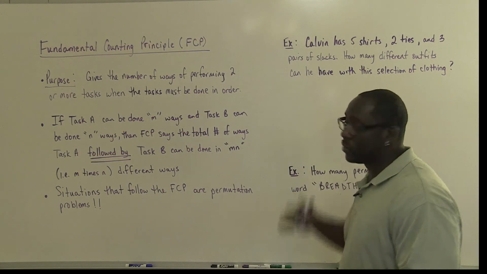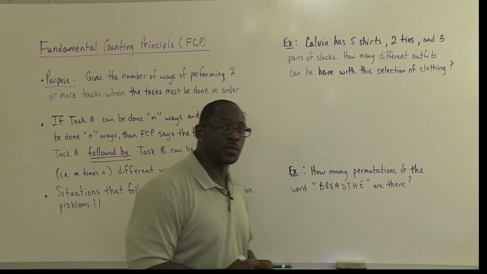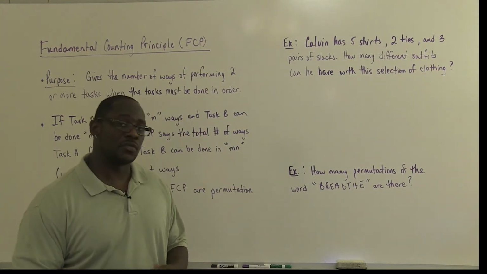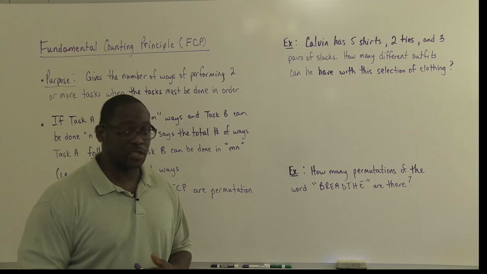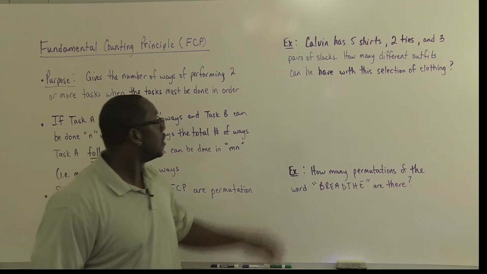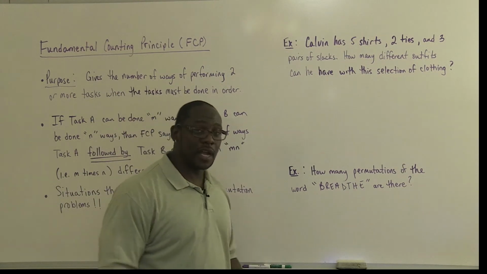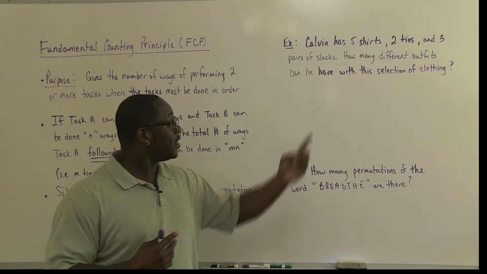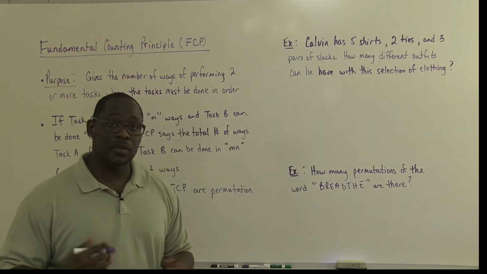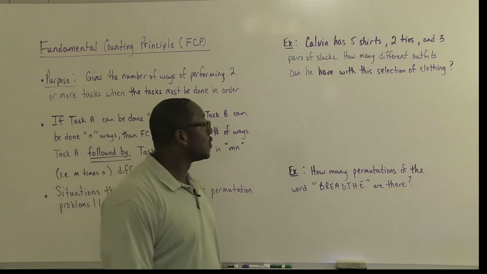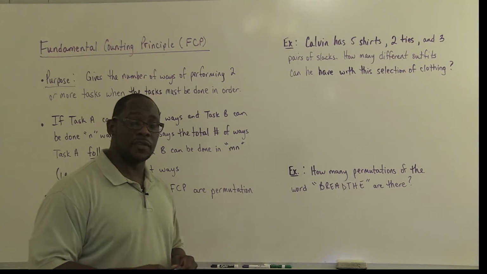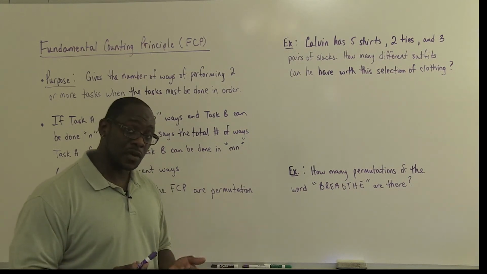And so I have two examples here to illustrate an everyday life type of example versus one where you may not have thought that this was actually a permutation. So let's start with this first one. We have a guy named Calvin, and he has 5 shirts, 2 ties, and 3 pairs of slacks or pants. And so we want to find out how many different outfits he has if he has this selection to choose from in his closet.